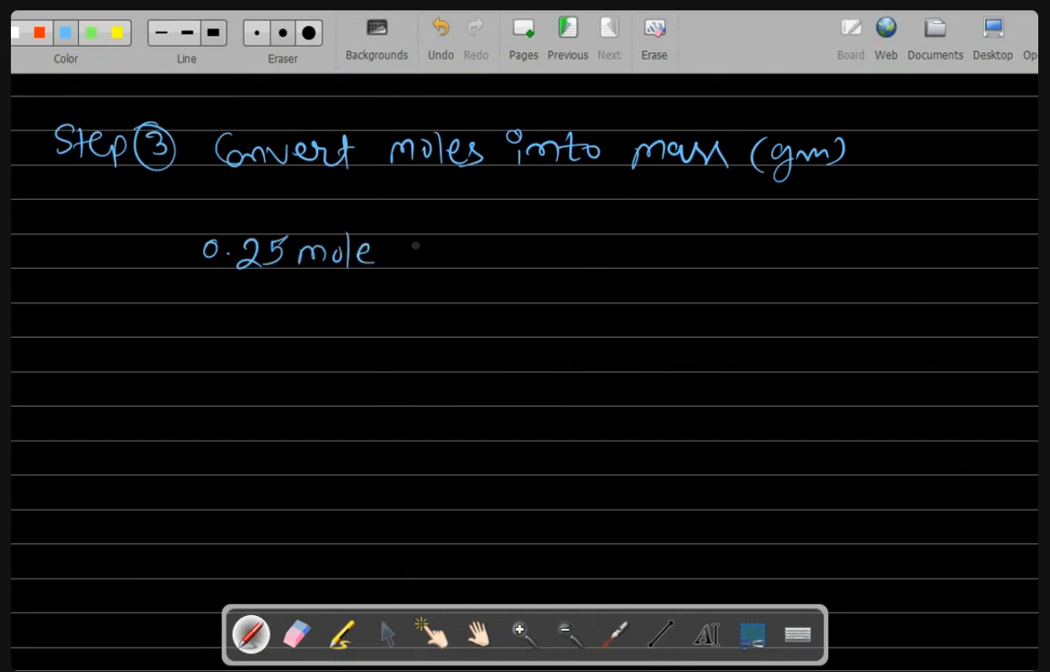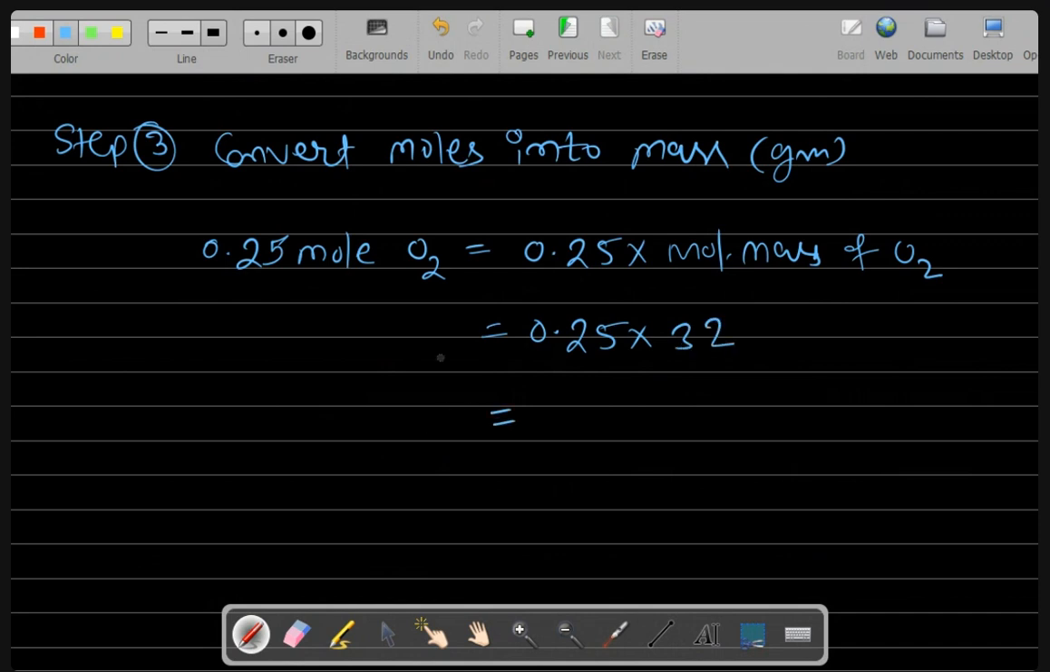0.25 mole of oxygen is equal to 0.25 multiplied by the molar mass of oxygen. Yes, that is 32. So we will get 8 gram of oxygen produced, final answer. Yes, exactly.